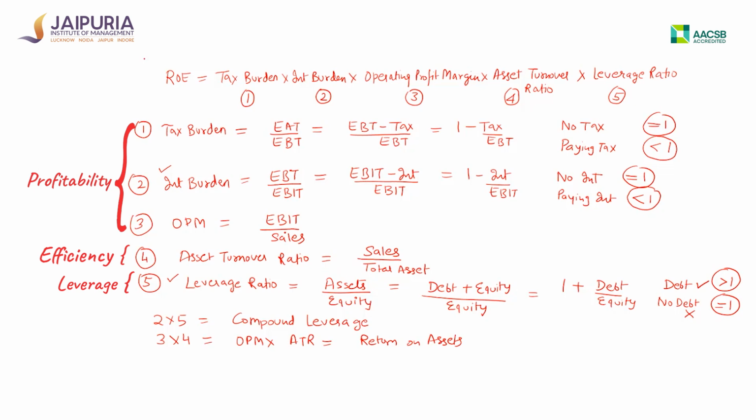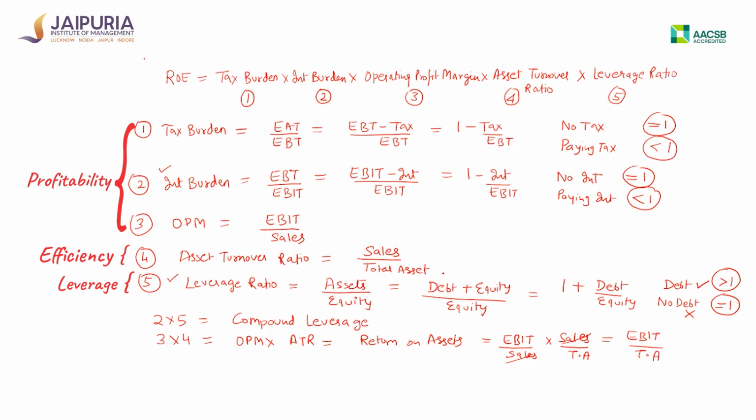If you multiply OPM and asset turnover ratio, that is EBIT upon sales and sales upon total assets, the sales and sales get cancelled and we are left with EBIT upon total assets. So that is return on assets.